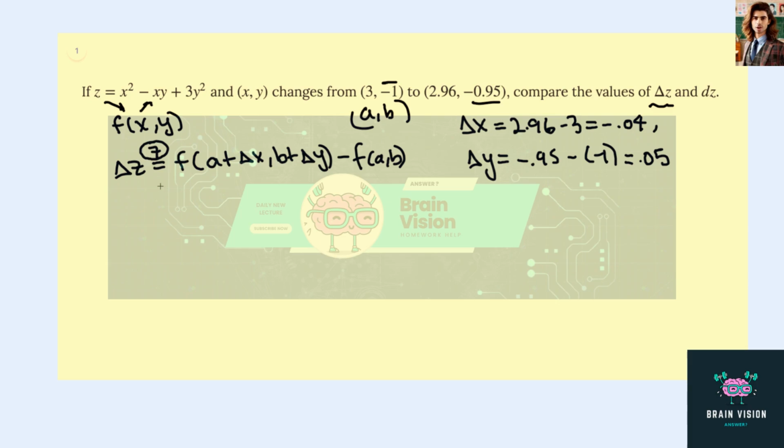So here we'll plug these into this formula. We'll have f of the final point, the terminal point, minus f of the original point. Now we'll carefully write this all up, and I'll use brackets to separate these.